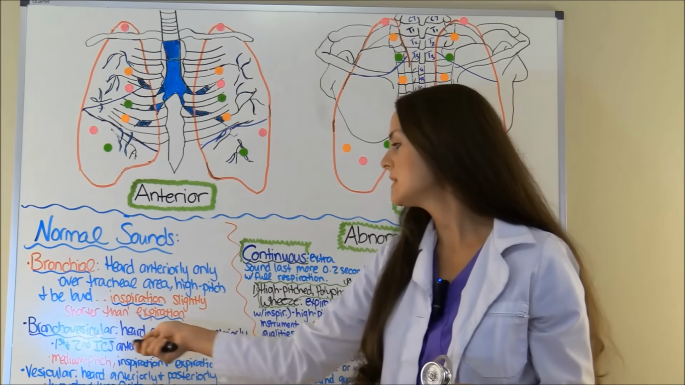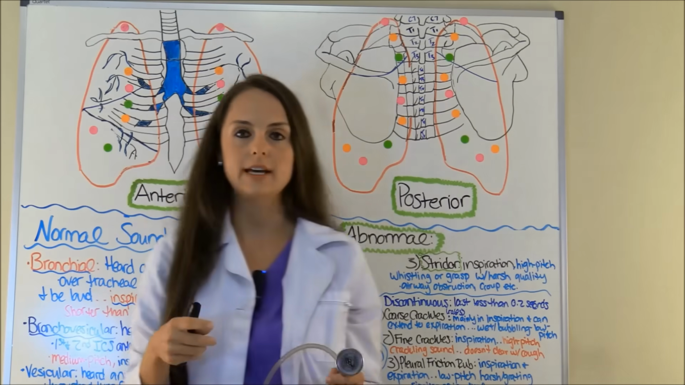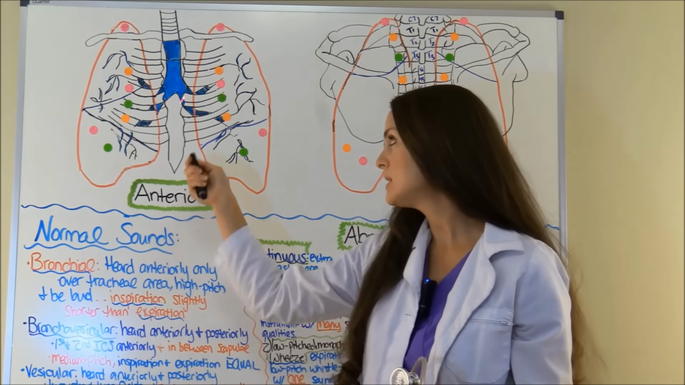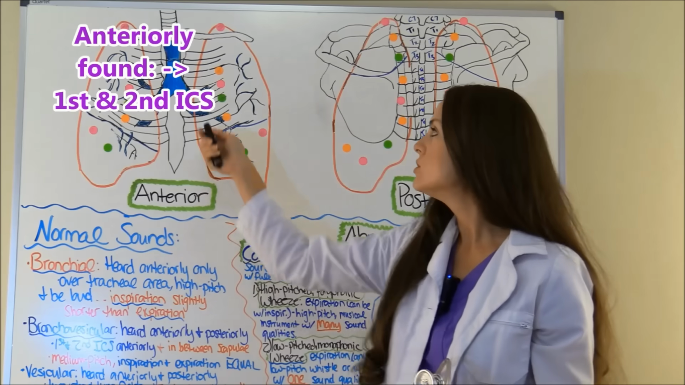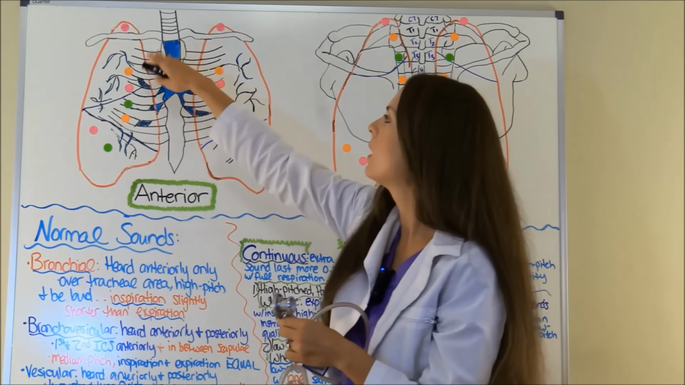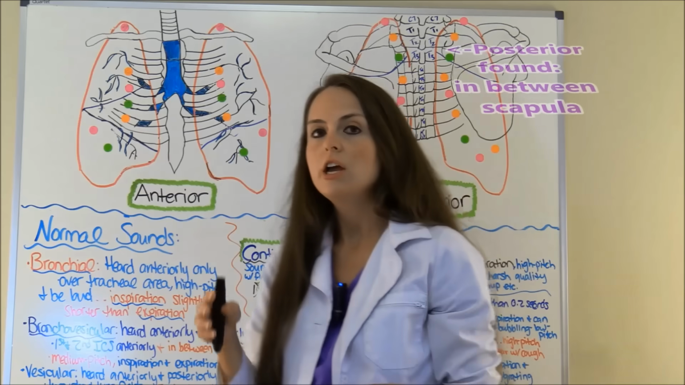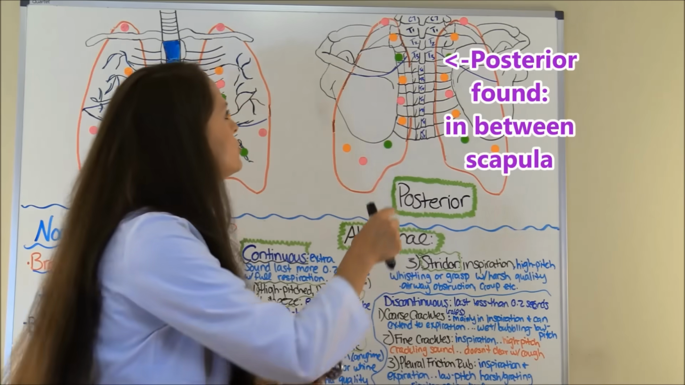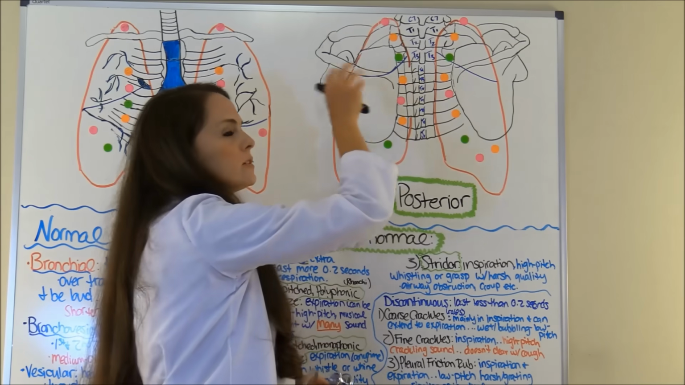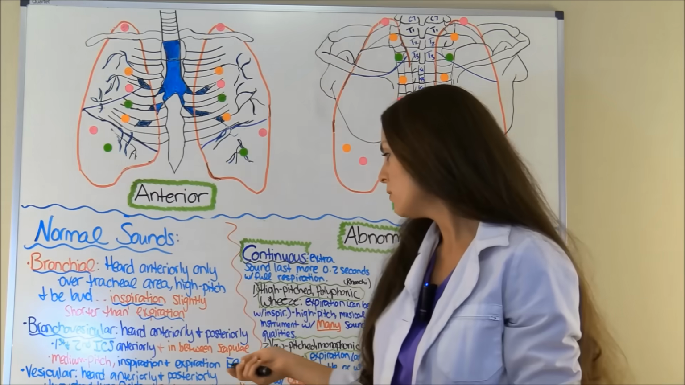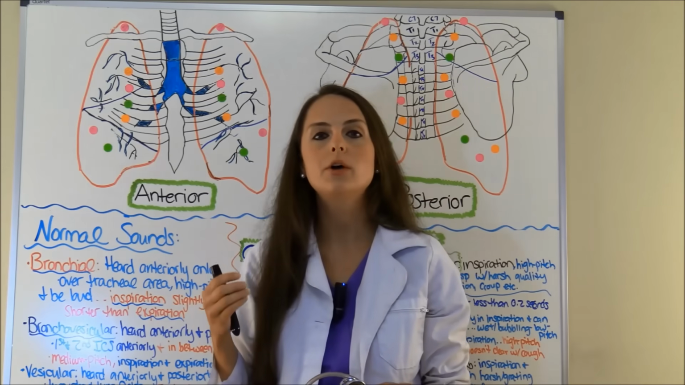Next is bronchovesicular. These are heard both anteriorly and posteriorly. And anteriorly, you will hear these at the first and second intercostal space. So about in this area right in here with your stethoscope is where you're going to hear them anteriorly. Now posteriorly, you're going to hear them in between the scapula. So about right here where T3, T4, and the small little areas where you will hear those. And they will have a medium pitch to them, and inspiration and expiration will be equal.